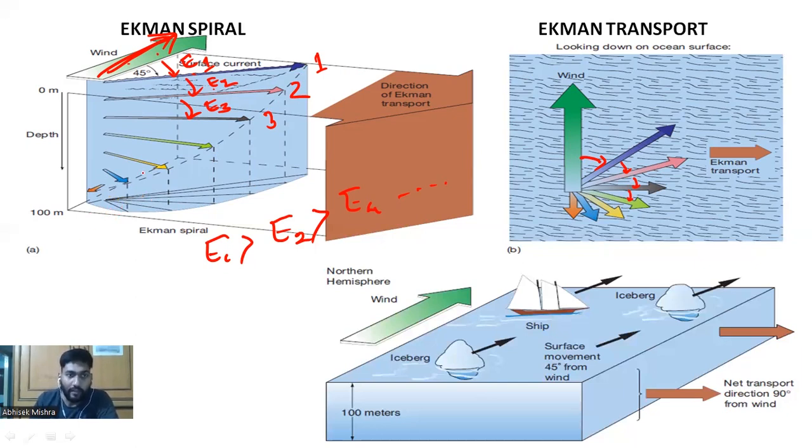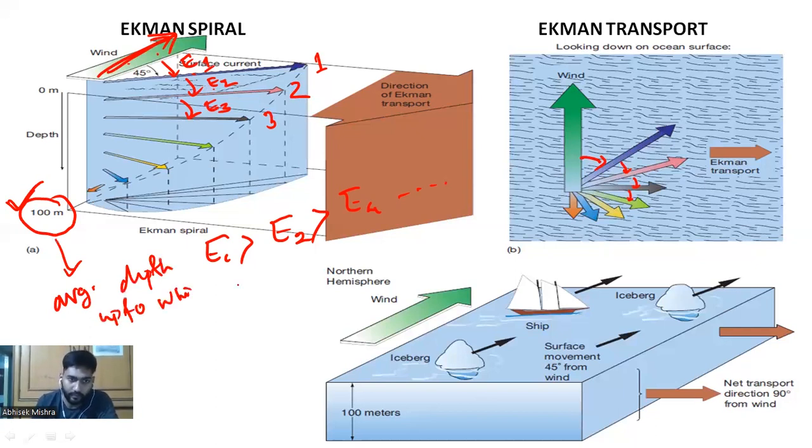So the average depth up to which the water can move, or the water column is set in motion, is found to be 100 meters from the surface. So the depth of the water column which is set in motion is 100 meters. It is the average depth up to which there is movement.